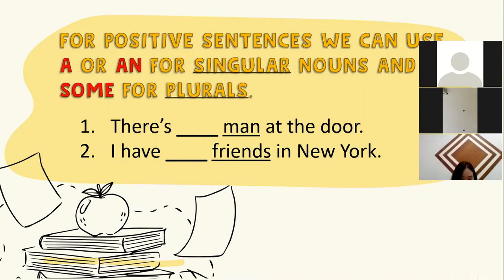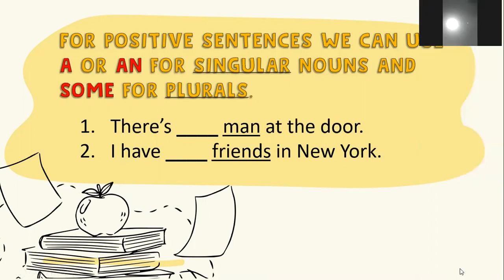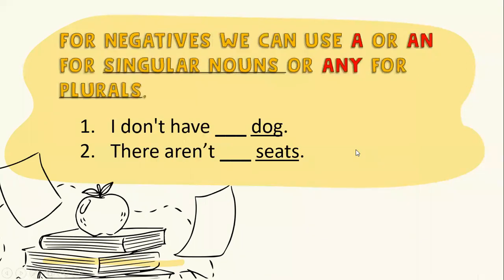How about number two? I have blank friends in New York. Let's have Sharon again. Sharon? Friends is plural, so what should we use? Okay, the answer is some. I have some friends. Now let's go to negative sentences.